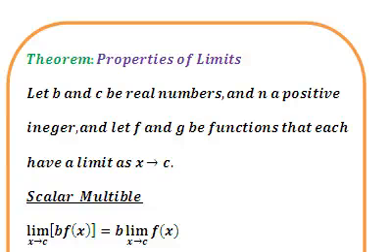Alright, we're going to be first looking at the theorem of properties of limits, and we will not be proving any of these theorems here. We're just going to be stating them and then looking at some examples. So the theorem reads: let b and c be real numbers and n a positive integer, and let f and g be functions that each have a limit as x approaches c.